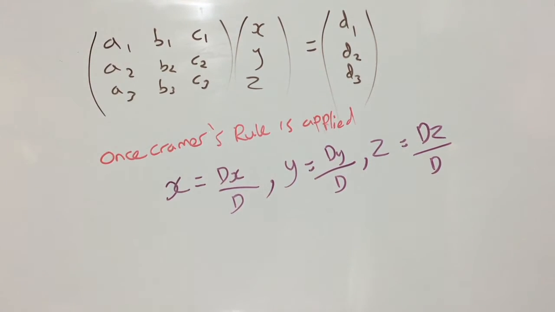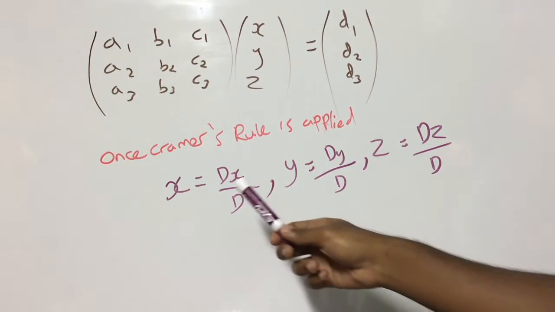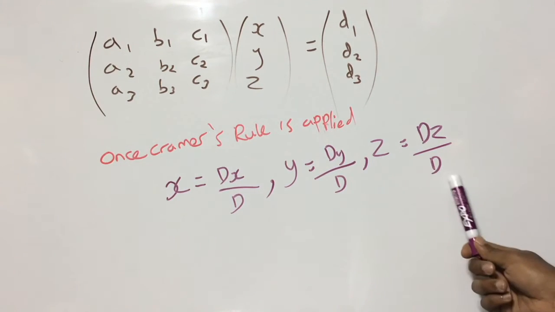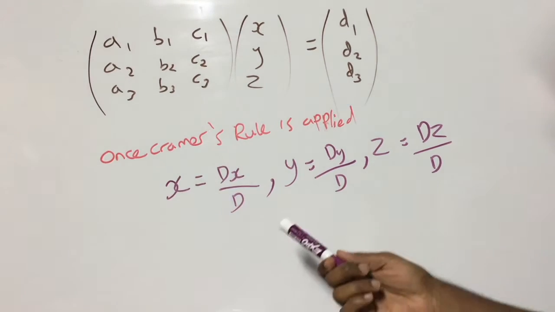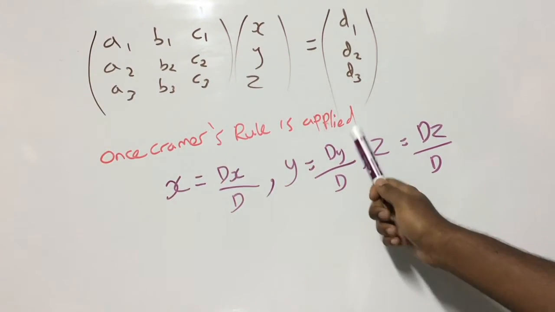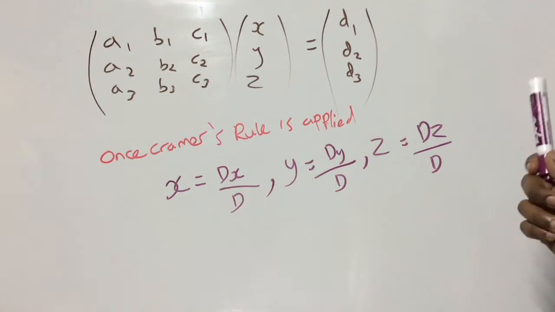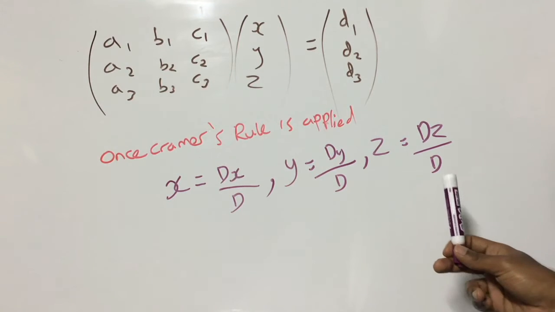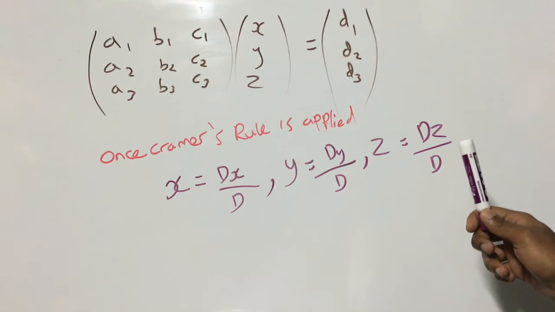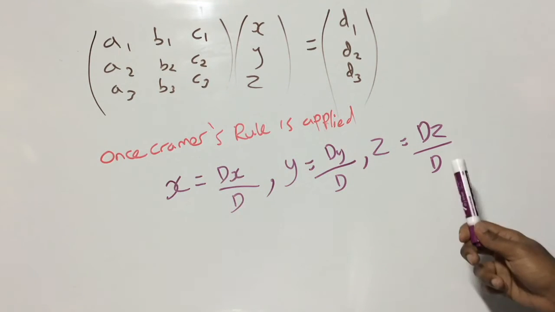Once Cramer's rule is applied, these formulas will be used to find x, y, and z: dx over d, dy over d, dz over d. D is the normal determinant, dx is the determinant of x, dy is the determinant of y, dz is the determinant of z. It is always advised to calculate d first. If d is found to be 0, right, the system of equations cannot be solved due to the matrix being singular.